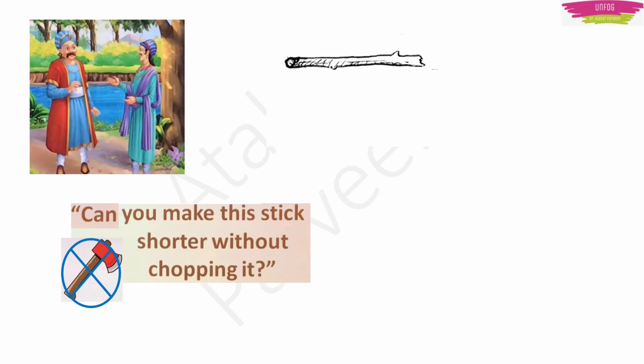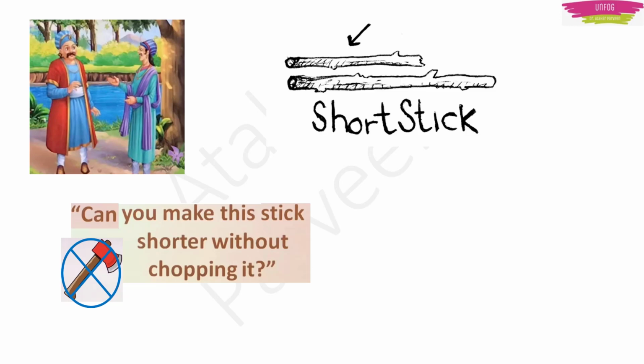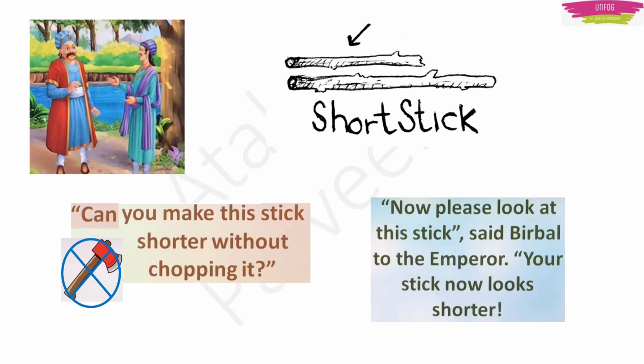After hearing the question, Birbal thought for a while. He looked around that place and saw one gardener who had a bamboo stick which was lengthier than the stick shown by Akbar. So he borrowed that bamboo stick from the gardener. He requested the gardener and took that bamboo stick from him. Then he laid down the stick given by Akbar on the ground, took the lengthier stick and put it beside this stick. Then he told Akbar, now please look at this stick. Your stick now looks shorter.